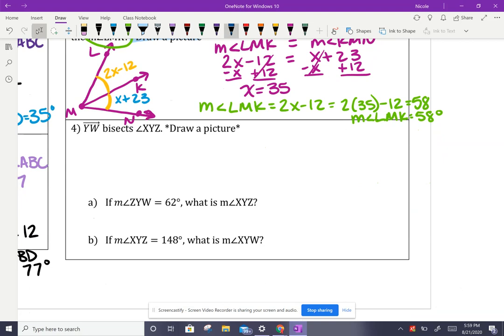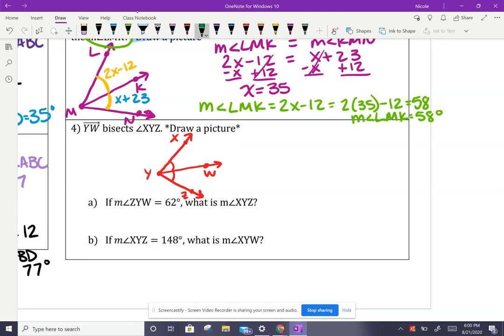All right, one more. And again, drawing a picture is so helpful. I have angle XYZ with ray YW bisecting. So I know these are congruent. I'm going to treat these as two separate problems. A is a problem, and then once we move on to B, the information from A doesn't matter anymore. So please keep that in mind.